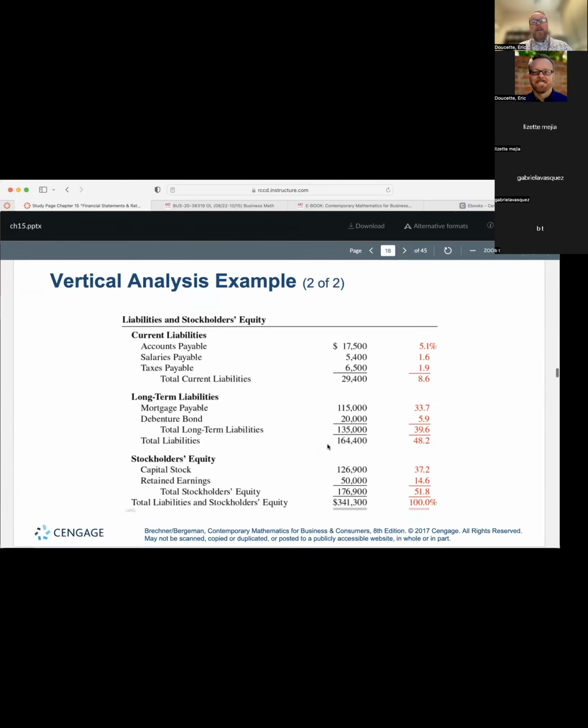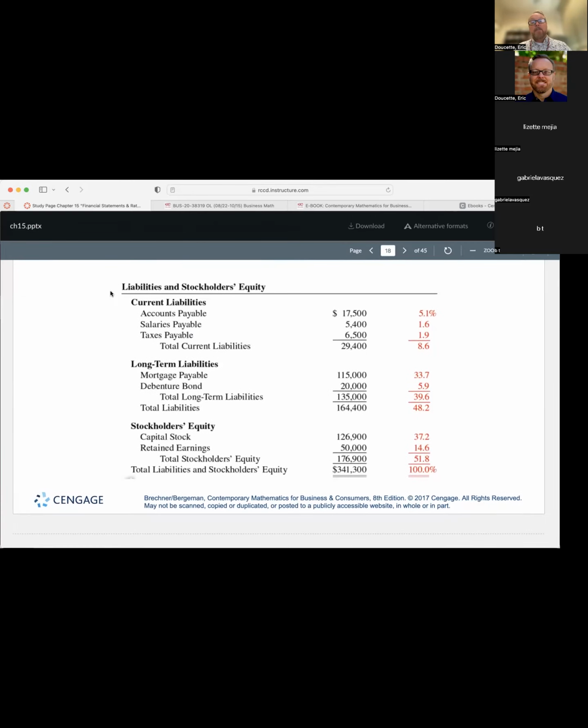So you go down to the other half. Now, this is the bottom half of the balance sheet. You have your liabilities and stockholders' equity. So here, same thing, but it's based off of the total liabilities and stockholders' equity. So that's your 100%. So again, the 341,300. Whenever you're doing it for a balance sheet, you're always doing it off of the total assets or the total liabilities and stockholders' equity.